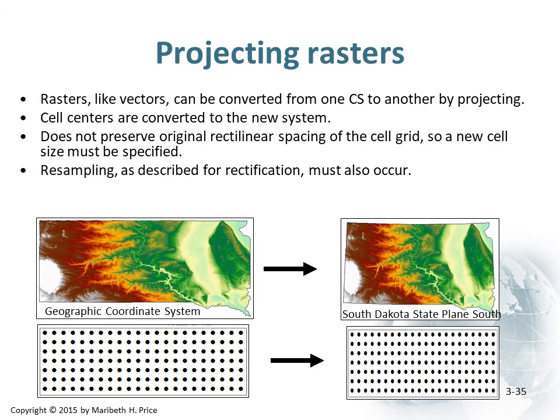So when we do projecting rasters, it has its own tool. The project tool and the define projection tool are designed primarily for vector data. The project tool will simply not work on a raster, and so you have to use the project raster tool.